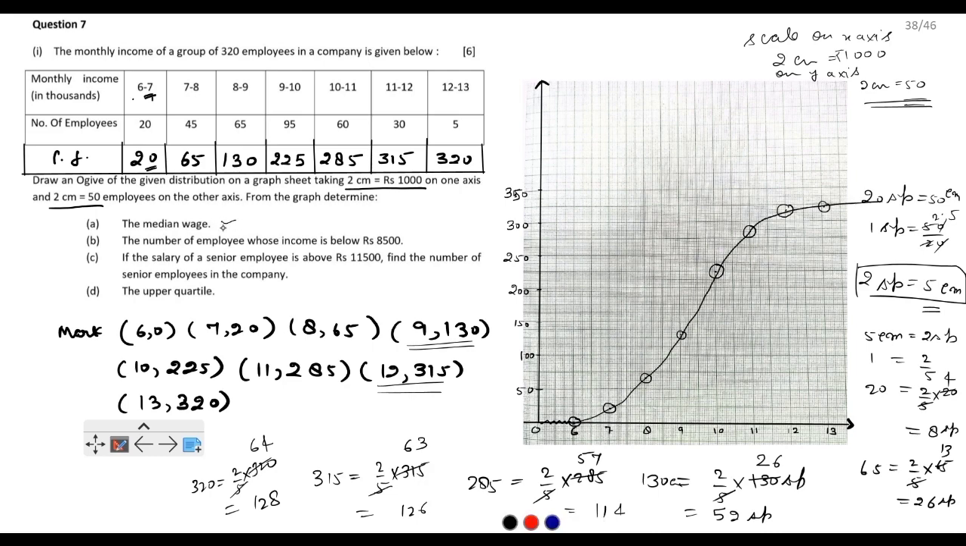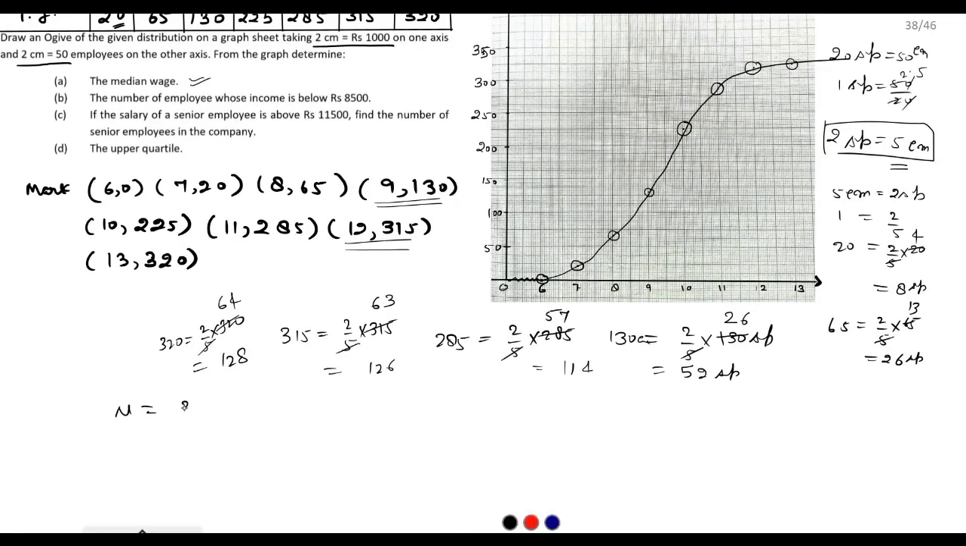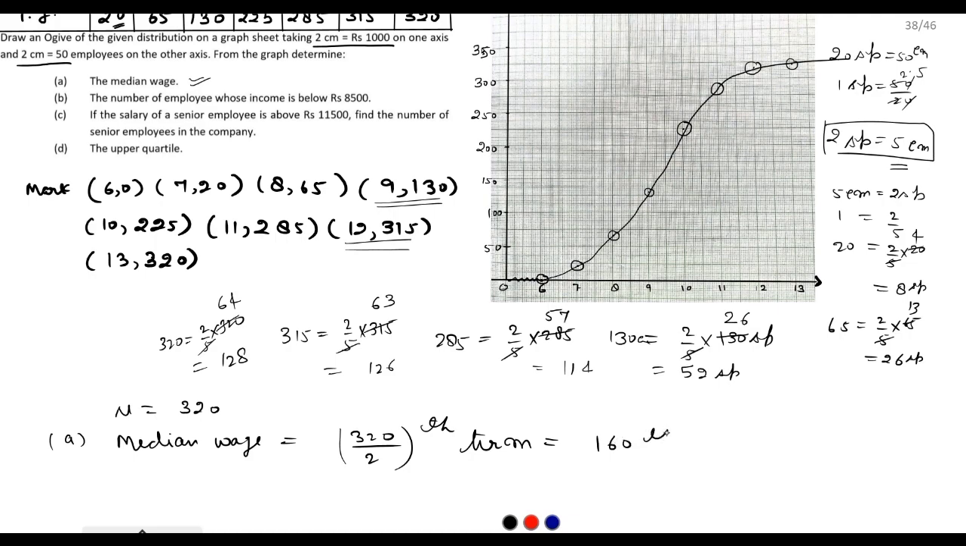In first part, we have to calculate the median wage. N is equal to 320. Then for median wage, we need the 160th term. Look at this. 20 small parts is equal to 5 employees. After 150, 2 small parts will be 155, and then again 2 will be 160. Means at the fourth part, you will get the 160th term.